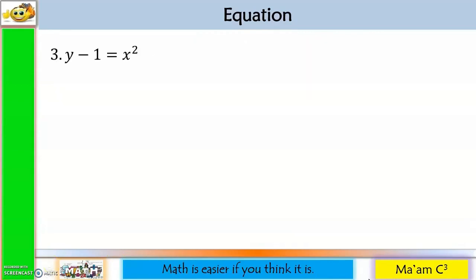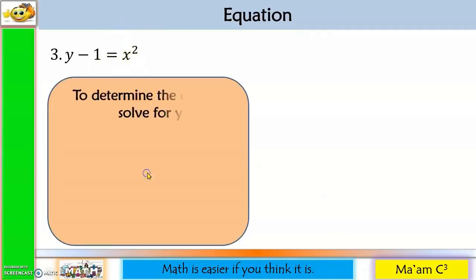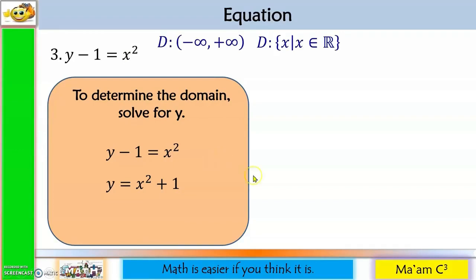Number 3, y minus 1 is equal to x squared. So this is actually quadratic. To determine the domain, let us solve for y. So let us move negative 1 to the other side. Y equals x squared plus 1. We do not have a denominator, so it means we do not have restrictions. So our domain is the set of all real numbers.